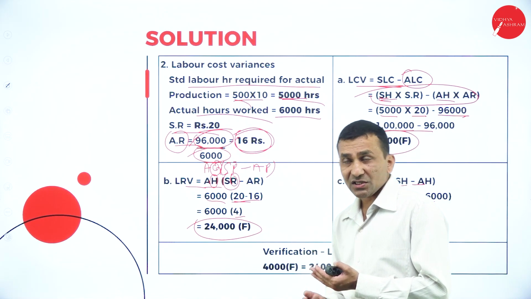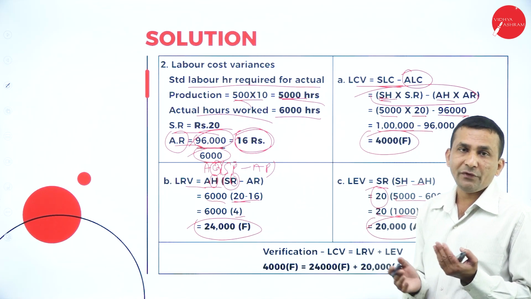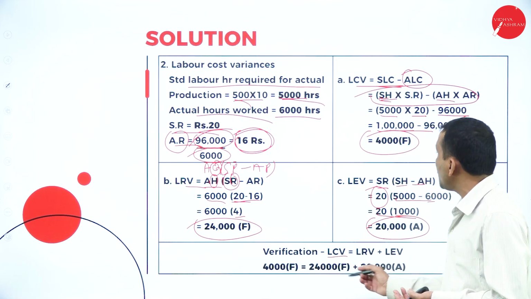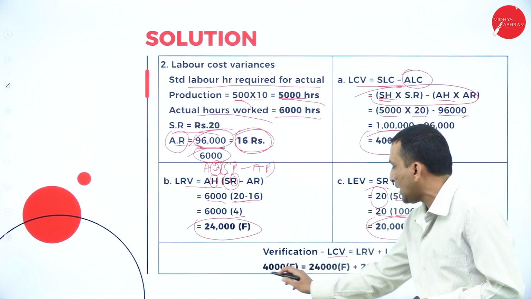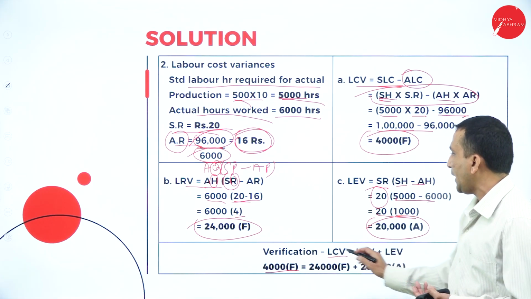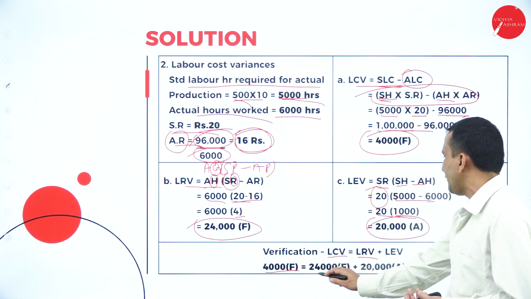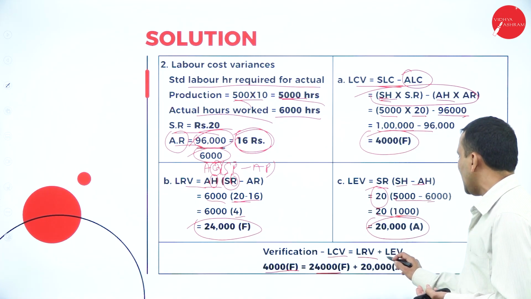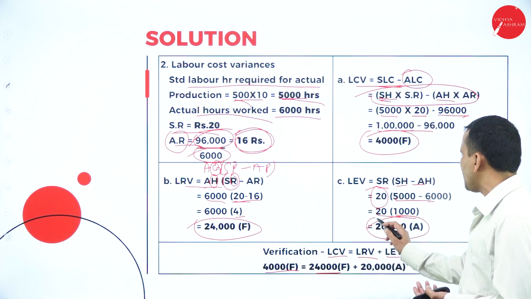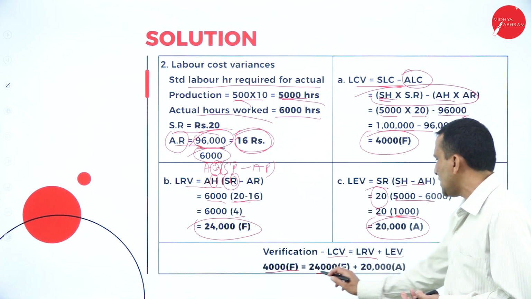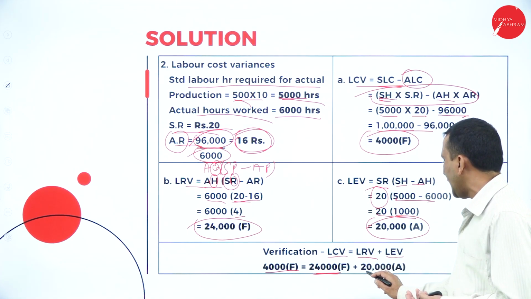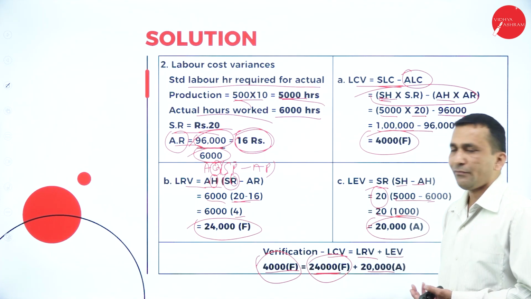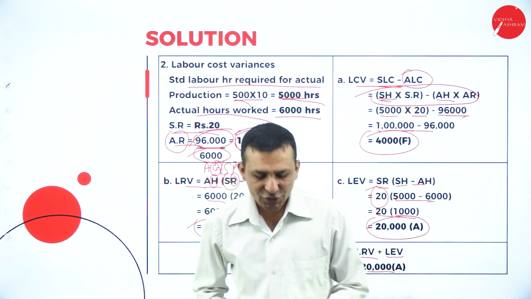Now verification: again using the original formula, we need to verify whatever answer we are getting. So the labor cost variance we got is around 4,000, I have written it as it is. The labor rate variance is 24,000, which is a favorable sign, plus the labor efficiency variance we got, 20,000. So obviously from the 24,000, if you adjust, the difference will always be favorable because the value is more for 24,000. Moving on to the next question.